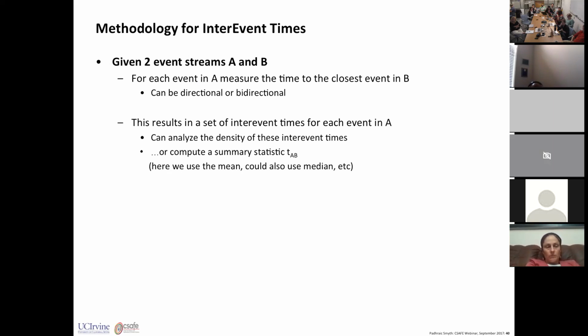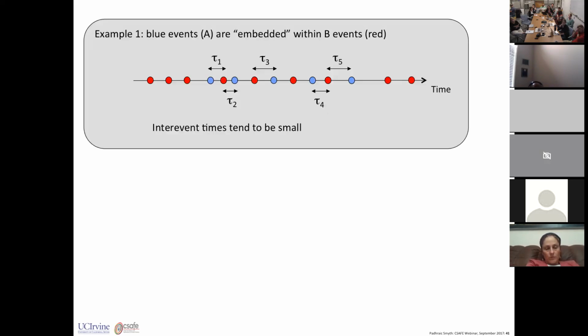We get entire densities, or some summary statistics. So I'm going to focus here just on the mean, which is very simple. You could use the median. You could potentially use the whole density, but that's going to be more complicated. So we'll essentially think of the mean here as a score function that we get out of a whole set of inter-event times.